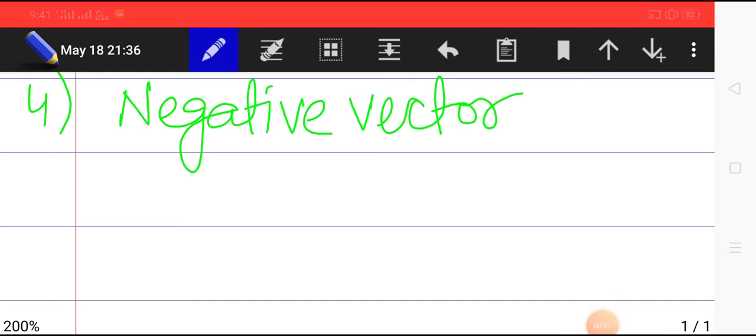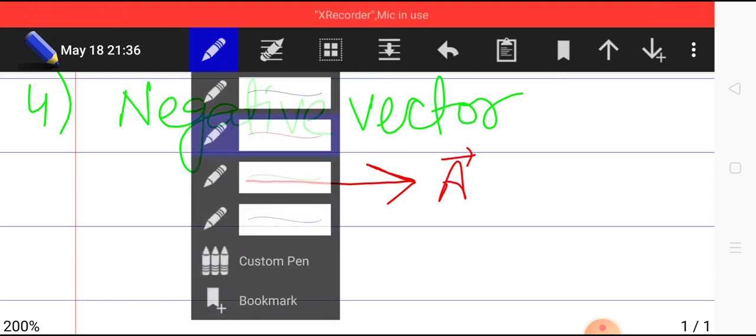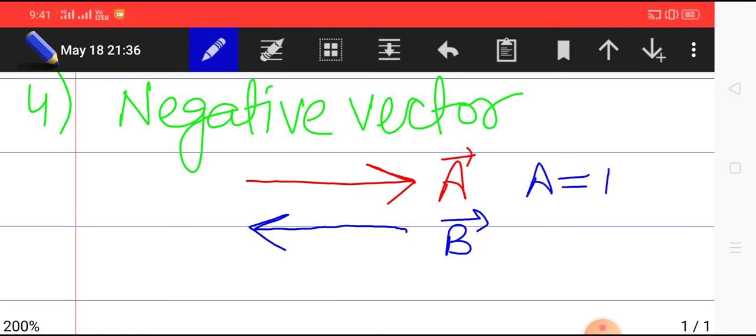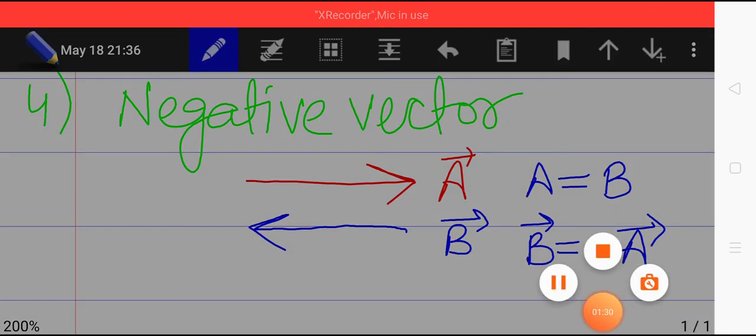Negative vector. Consider a vector A and then consider a vector which is the same in magnitude but opposite in direction. Let us say B. So if the magnitude of A is equal to the magnitude of B and the direction of A is opposite to the direction of B, then we can say that B vector is equal to minus A, or negative of A, a negative vector.